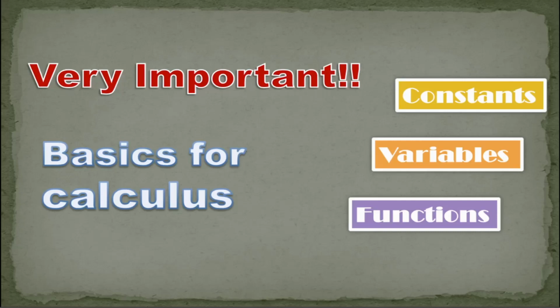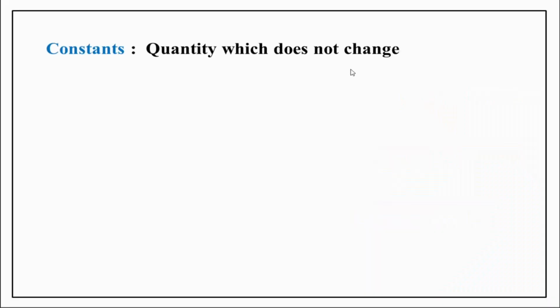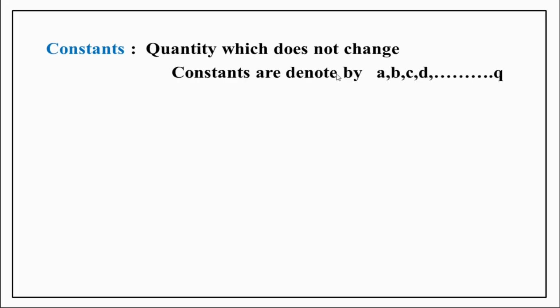In this video I'm going to discuss constants, variables and functions, which are very important for calculus. To begin with, constants are the quantities which don't change. In mathematics, we use certain alphabets to denote constants, that is A, B, C, D up to Q. Anywhere in mathematics, in the calculus part, you come across A, B, C, D up to Q, we have to treat that as constants.